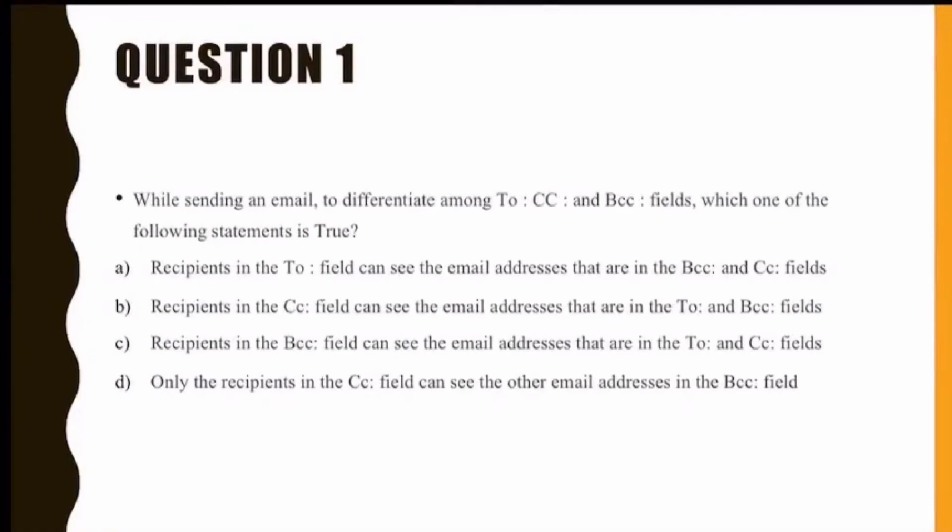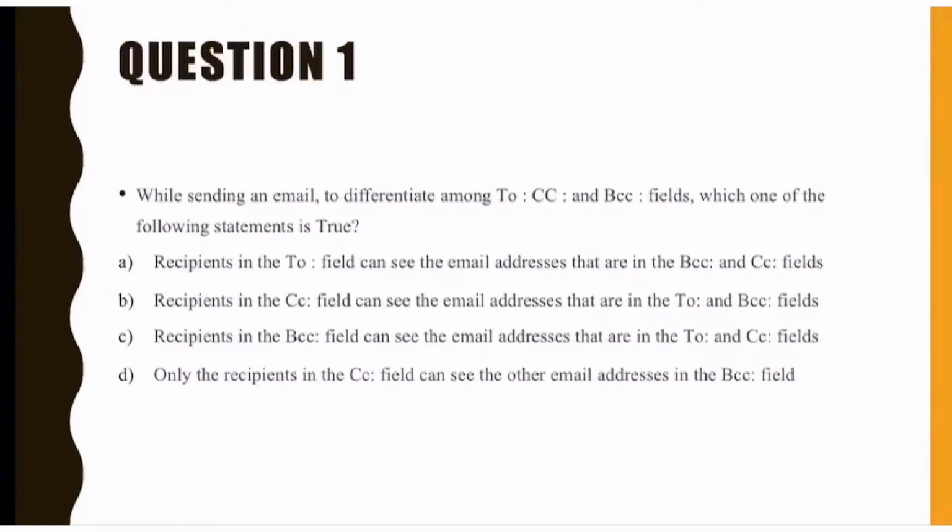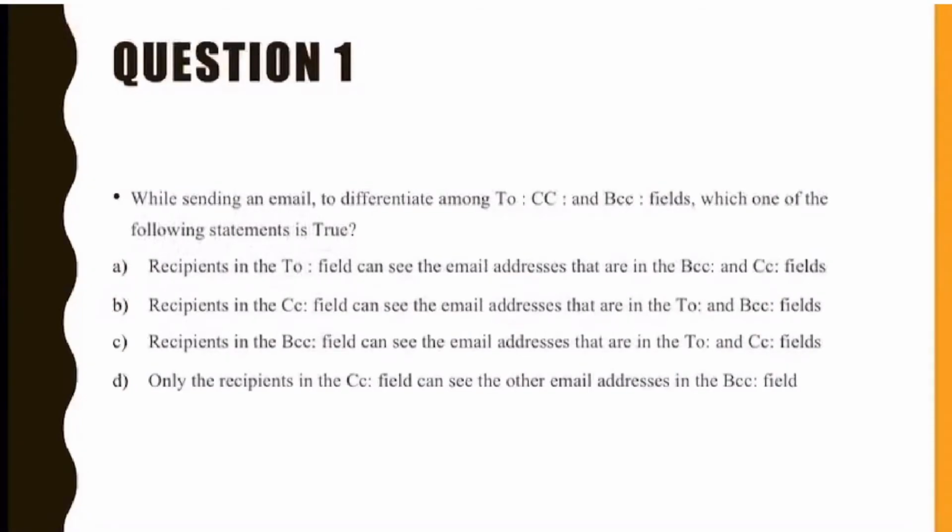Now we can revise some previous year questions. First question: while sending an email, to differentiate among To, CC and BCC fields, which one of the following statements is true? Okay, from the given options, option C is the right one. Recipients in the BCC field can see the email addresses that are in the To and CC fields. The recipients in the BCC field can see the email addresses of other people who have received the mail. Option C is the right one.